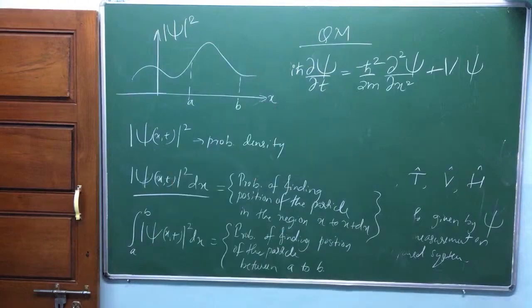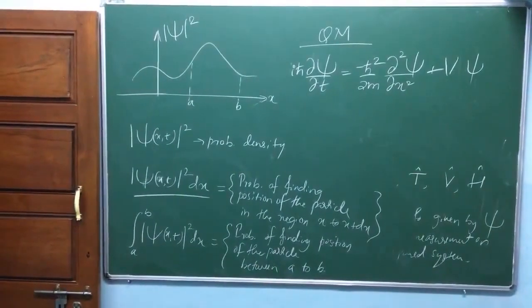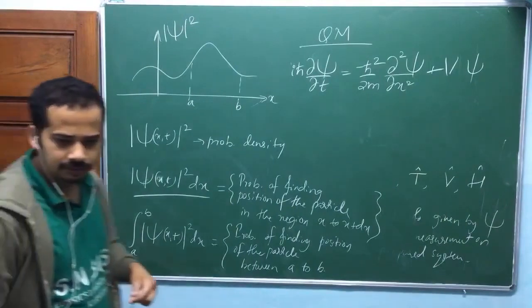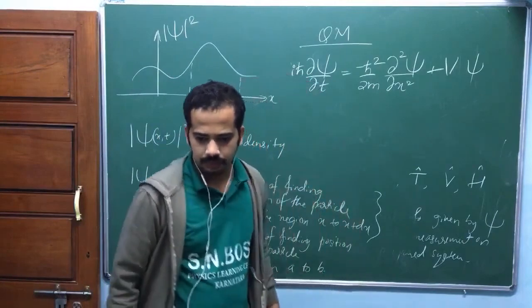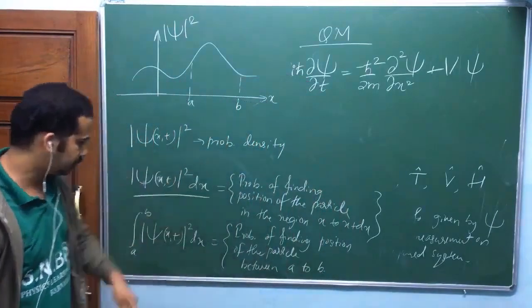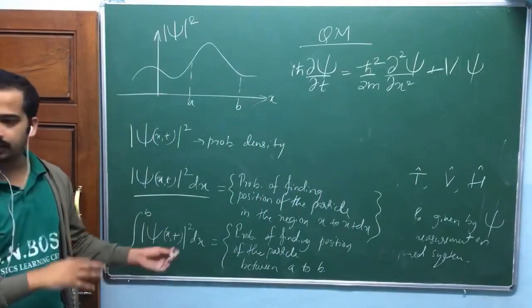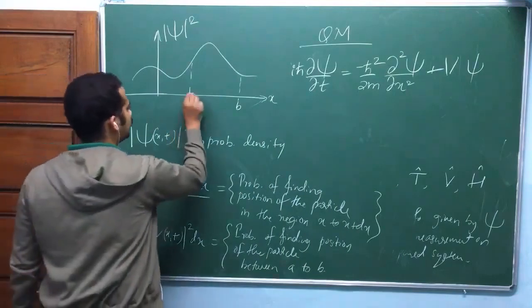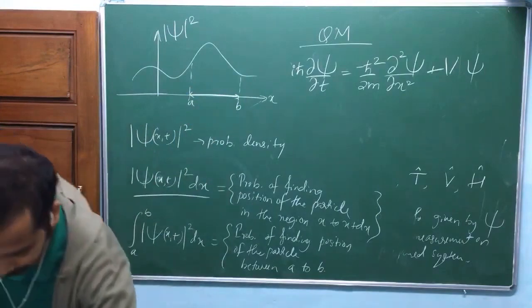We shall see about operators later. Any question? We shall talk about operators. Probability of finding the position of the particle between a to b, between this region. What is the probability of finding the particle? Is that clear?